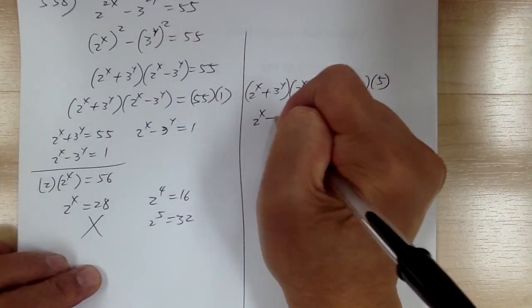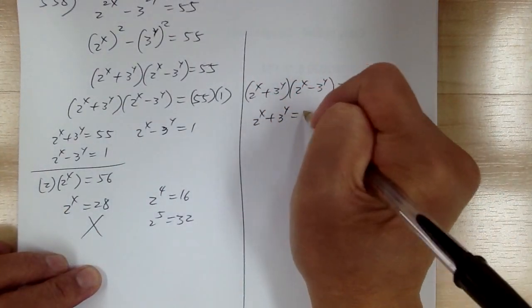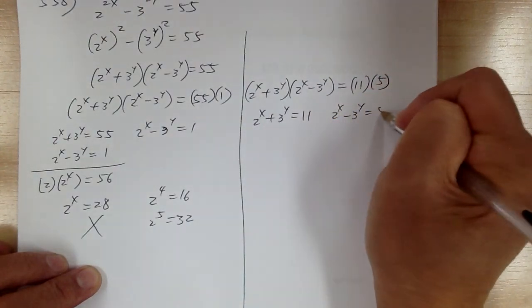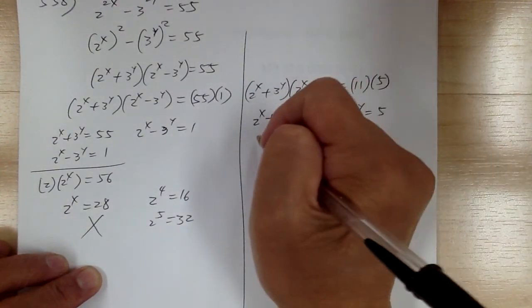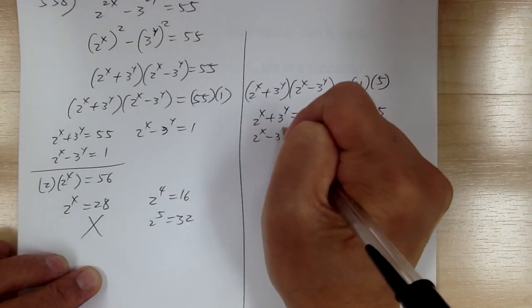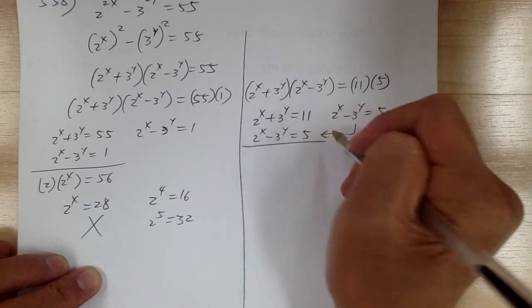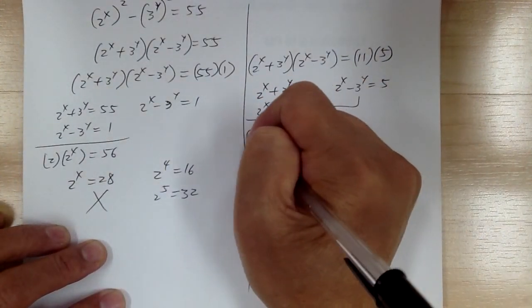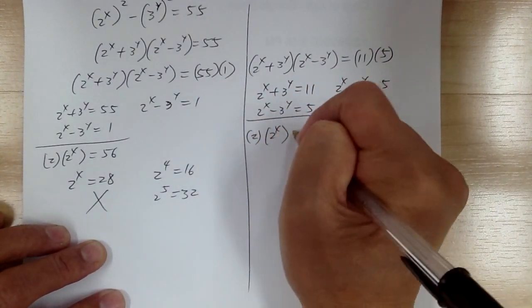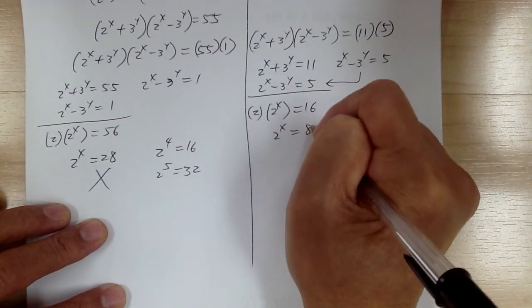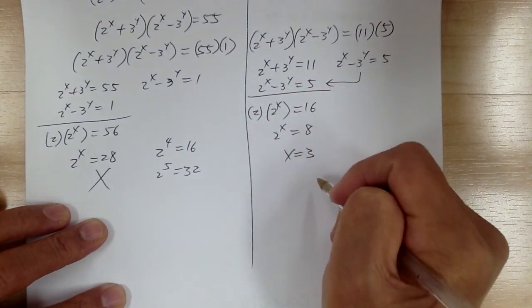So you got 2 to the x plus 3 to the y equal to 11. You got 2 to the x minus 3y equal to 5. Put this under here. And then you add. So you get 2 times 2 to the x will equal to 16. Divide by 2. So you got 2 to the x equal to 8. So x will equal to 3.